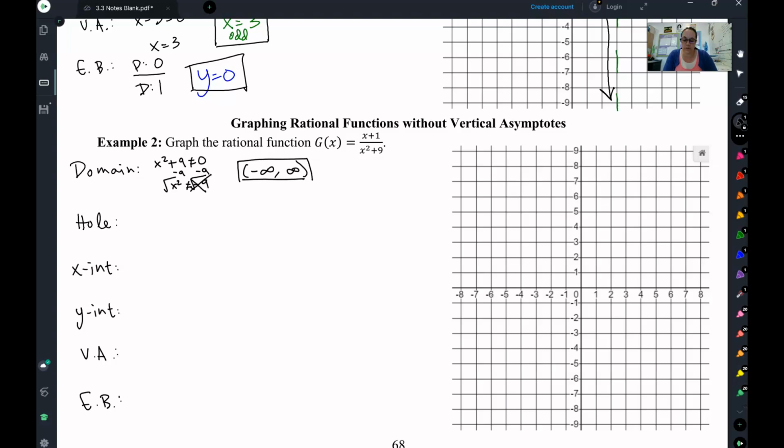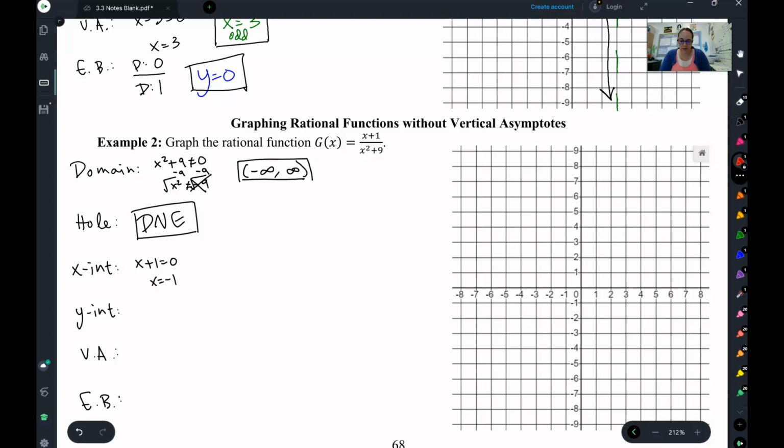Now I check holes. Do I have anything on top and bottom that cancels? Nope, nothing on top and bottom that cancels, so no holes. X-intercepts, set the numerator equal to 0. So I have one x-intercept at -1, 0, and this is an odd x-intercept because the exponent on that factor is a 1, and 1 is an odd number.